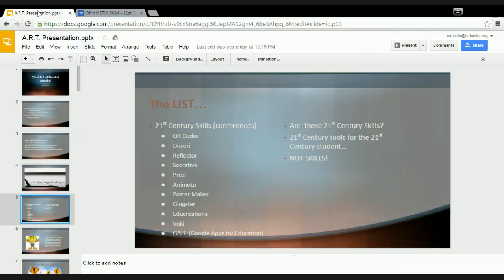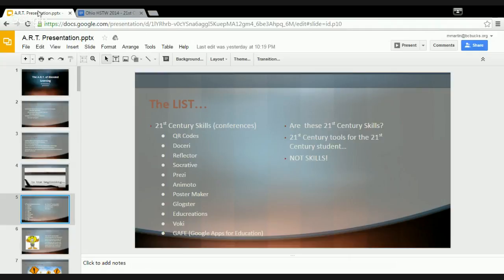We would see these great lists of 21st century tools like QR codes, Doceri, Reflector, Socrative, Prezi, Animoto, Poster Maker, Glogster, Educreations, all of those. And of course, I think the best ones that are out there, the GAF. But we saw a lot of those, and while those are good, I always kind of left frustrated with those schools or those conferences because those aren't 21st century skills. Those are 21st century tools. Don't get me wrong, those are robust tools, those are powerful tools, they're great collaboration tools, but they're tools that you would use to teach the skill.